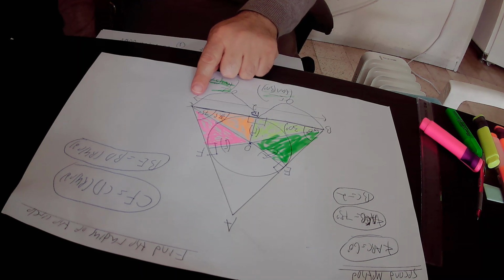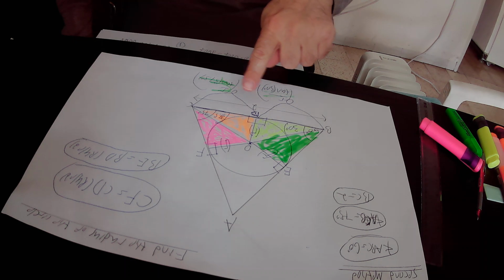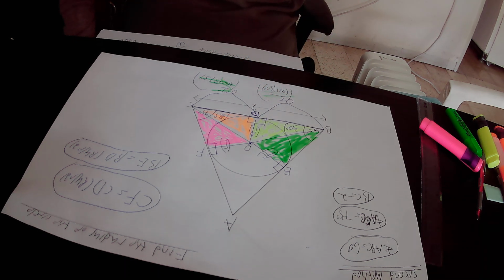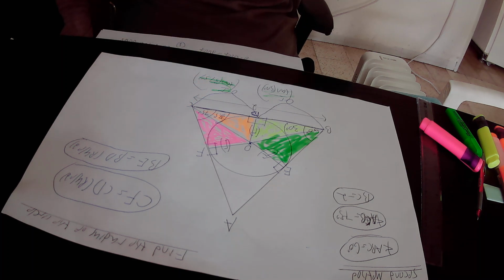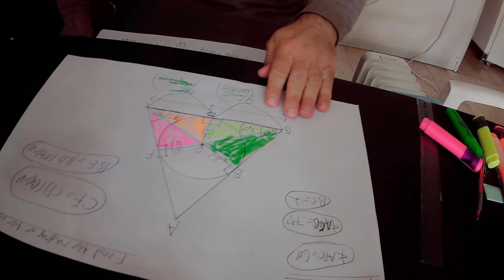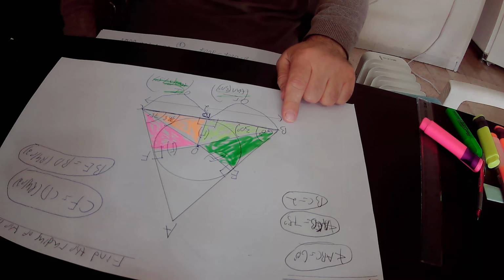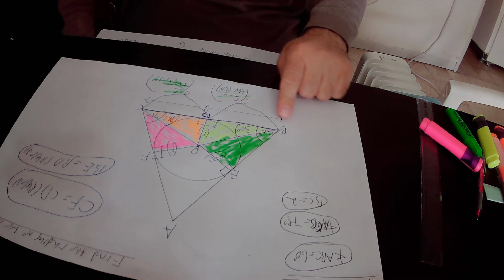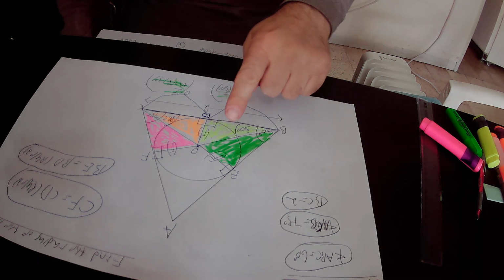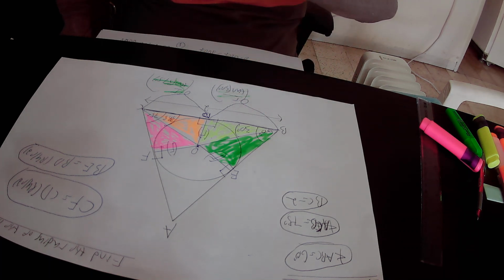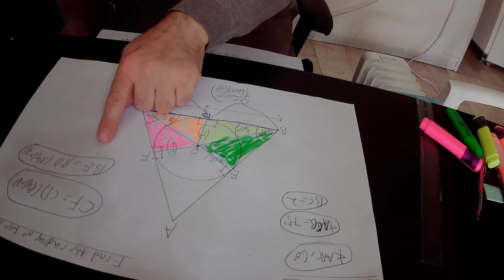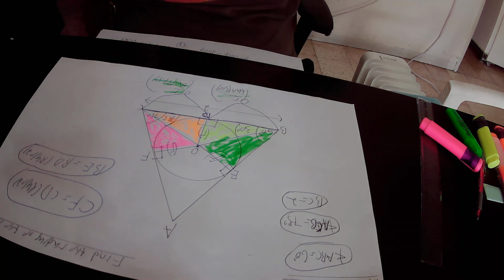Then we focus on the common external point C. From the common external point C, we have two tangents to this circle, tangent CF and tangent CD. According to rule number 2, they are equal to each other. That is to say, CF equals CD according to rule number 2. Likewise, we focus on the common external point B. From the common external point B, we have two tangents to this circle, tangent BD and tangent BE. According to rule number 2, they are equal to each other. That is to say, BD equals BE according to rule number 2.